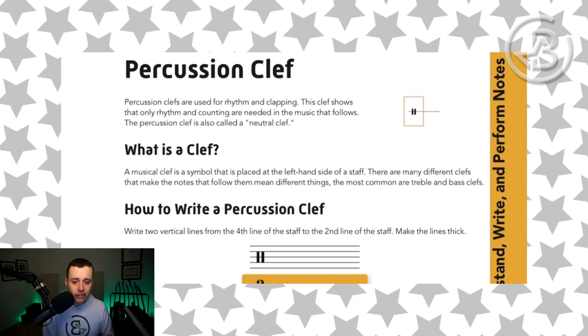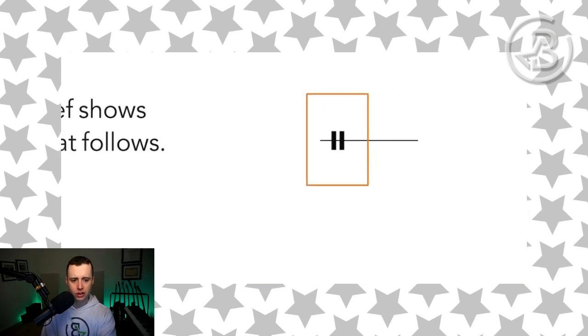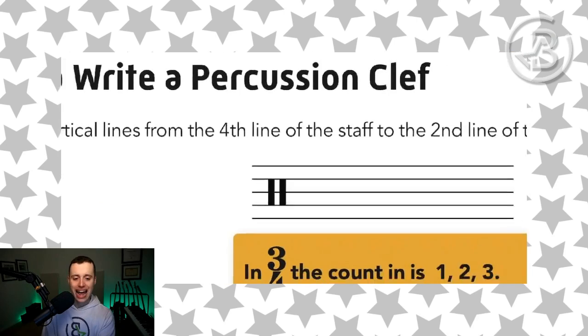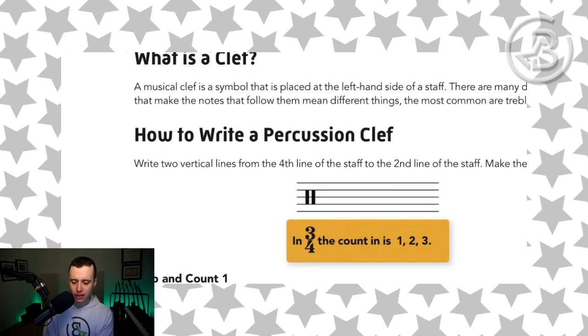A clef is a musical symbol that is placed at the left-hand side of the staff. Now, there are many different clefs that make the notes that follow them mean different things. Most common are treble and bass clef. We're going to get to treble clef later on in this course, but for now we're just going to focus on the percussion clef. You can see the percussion clef, this is on a single line. This is the percussion clef on the staff. It is two vertical lines next to each other.